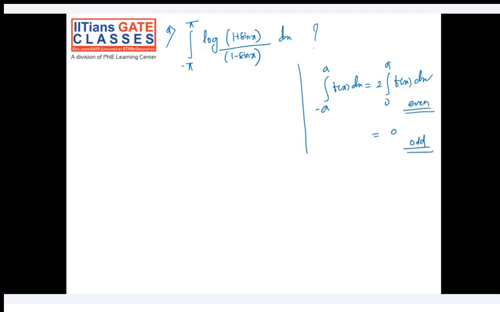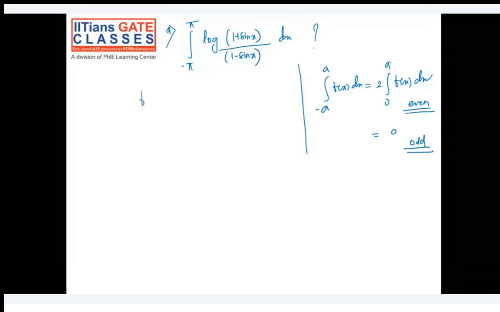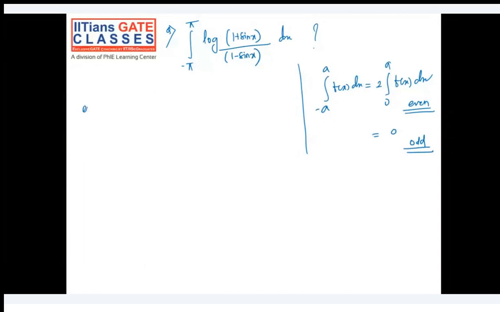Let me just show you what is even and odd. Even function is f of minus x equal to f of x. We will call it as even. And what is an odd function? f of minus x equal to minus times f of x. And I think in this case the given function will turn out as an odd. Just check it. Yeah, and directly the answer should be 0 here.